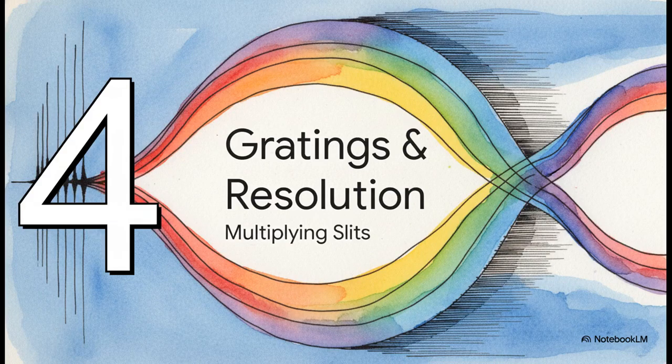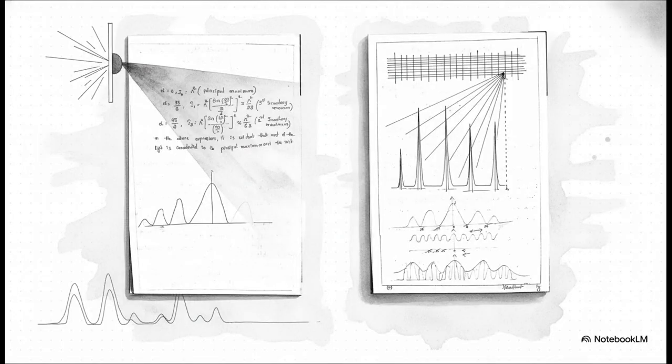Chapter 4, Gratings and Resolving Power. This is where we level up from basic physics to straight-up optical engineering. So what happens if we take our single slit and just multiply it? We get a diffraction grating. Look at the difference here.